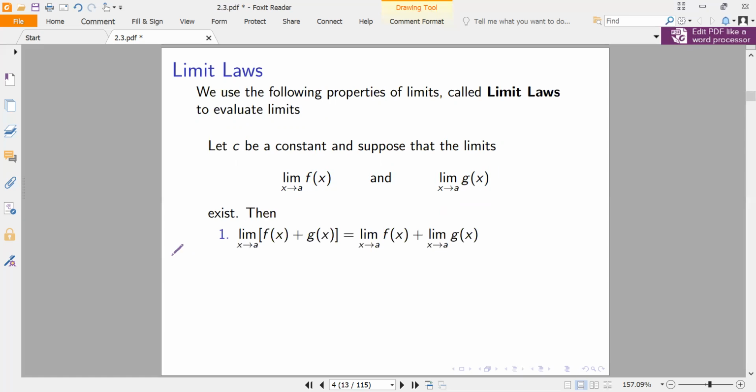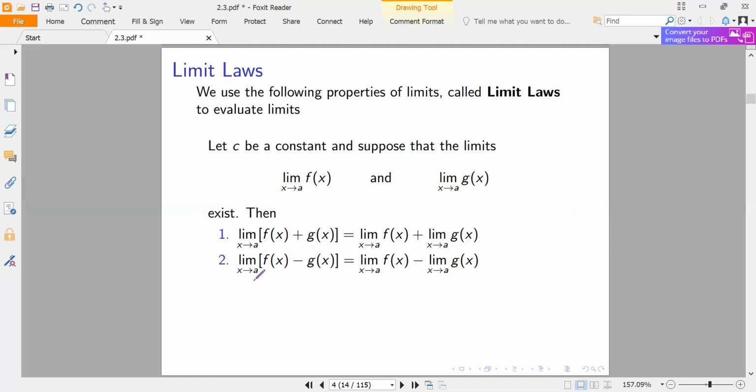The first rule that we have here, we'll give an example later on. For now, I just want us to go through these rules. If you're evaluating the limit as x approaches a of f of x plus g of x, you'll get the same answer as evaluating the limit as x approaches a of f of x and the limit as x approaches a of g of x. So basically, this is called a sum rule of limit laws.